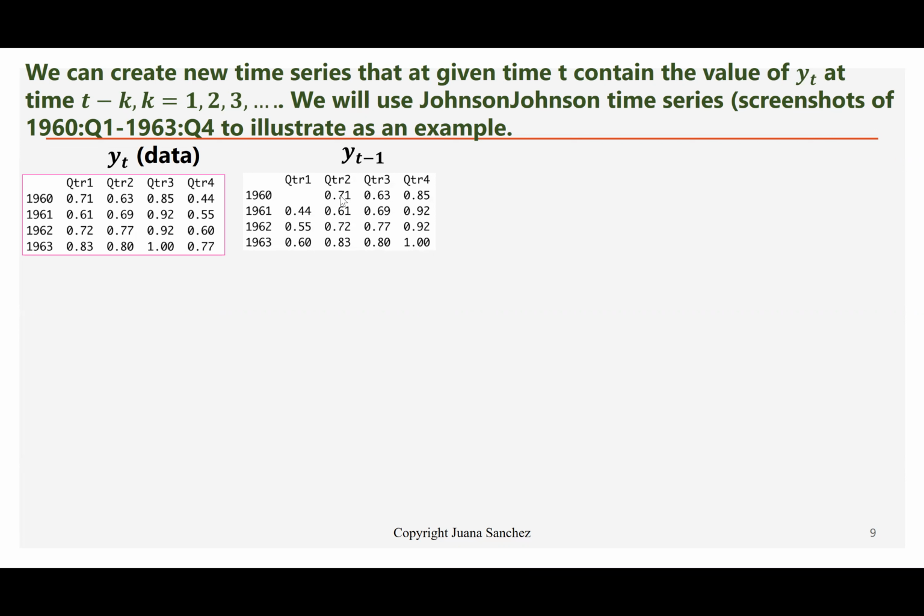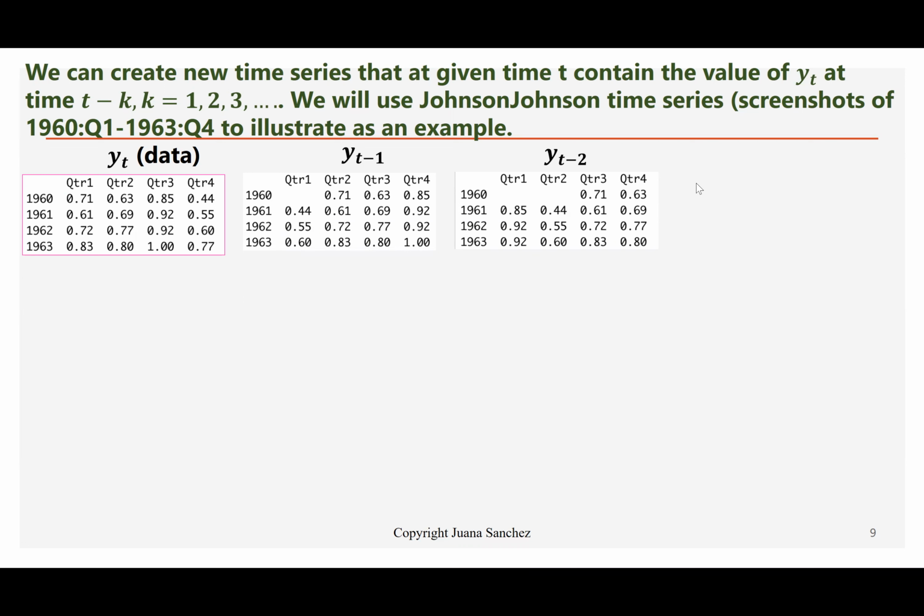So notice that y t minus 1, if you start at 1960 quarter 2, then y t minus 1 is the y t at quarter 1, so 0.71. If you want each value of the time series at t minus 2, then you have to start at quarter 3, and y t minus 2 will be the first quarter observation. And the quarter 4 observation will be the value of the time series at quarter 2, 0.63, okay?